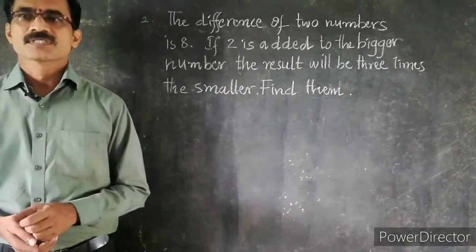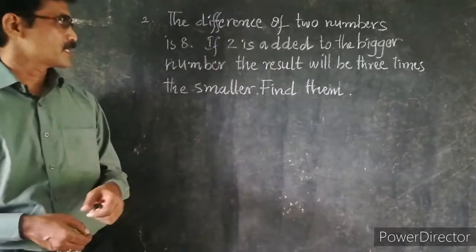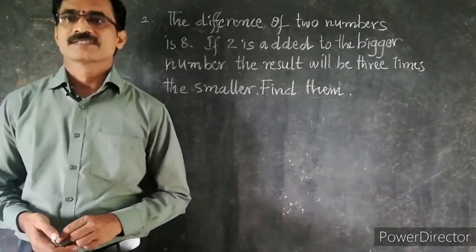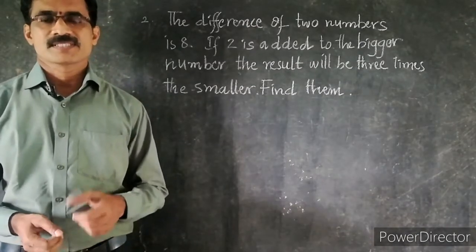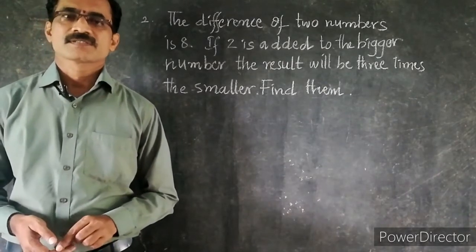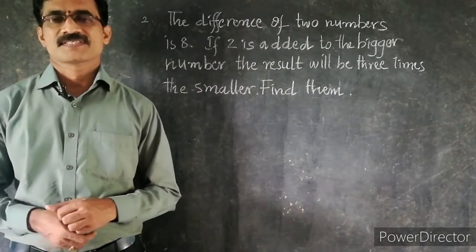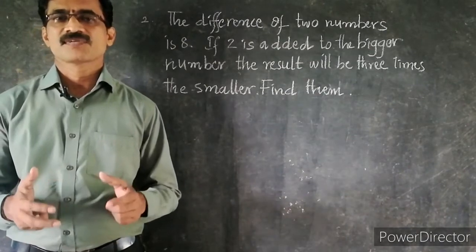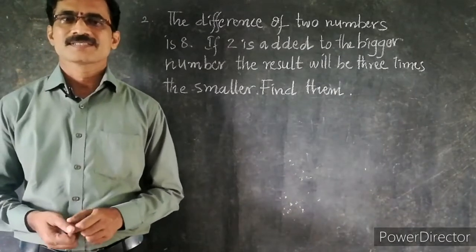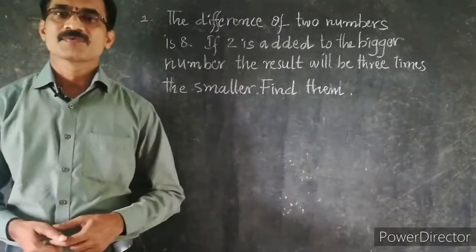The difference of two numbers is 8. If 2 is added to the bigger number, the result will be 3 times the smaller. So find the numbers. That is the problem. These types of word problems are solved by using linear equations. What is the use of linear equations will be clearly known by solving this problem.